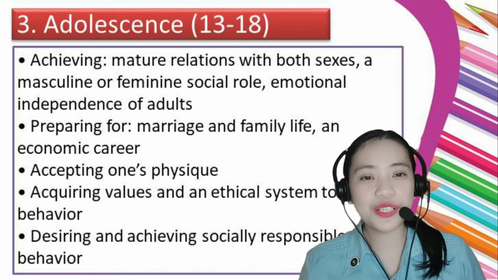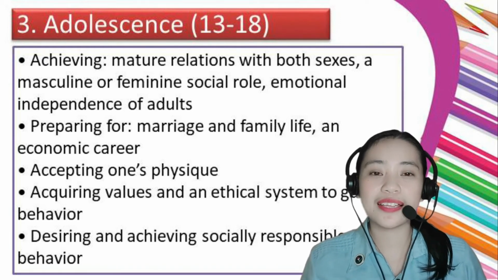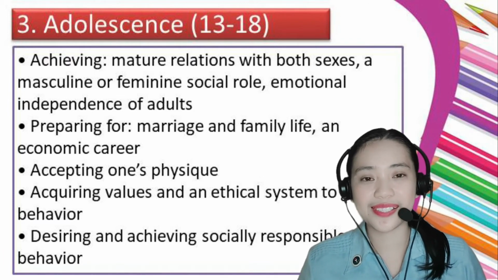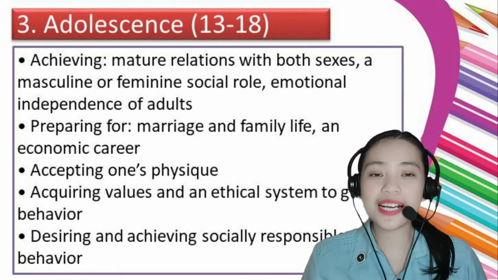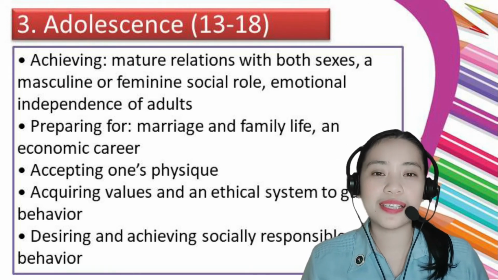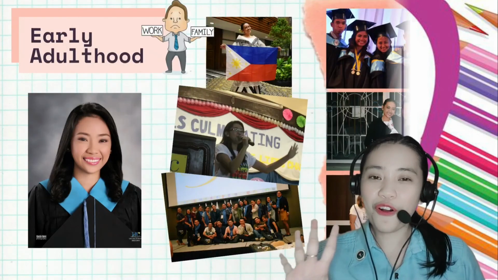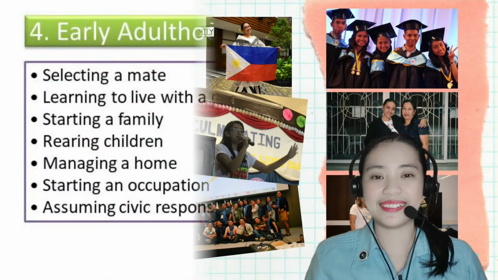Individuals will set ethical values for themselves to guide their behavior and create an ideology that can lead them toward their goals. The overall mission of this stage is to discover, desire, and then achieve behaviors that would be considered socially responsible. Fourth is early adulthood, ages 19 to 29.